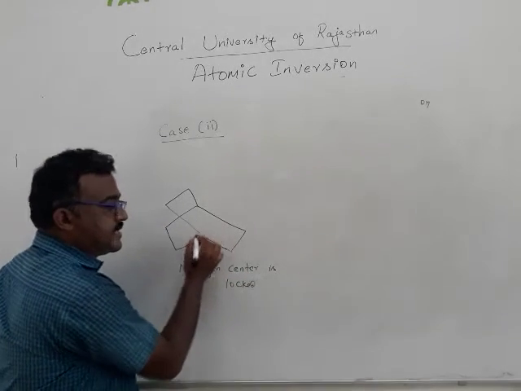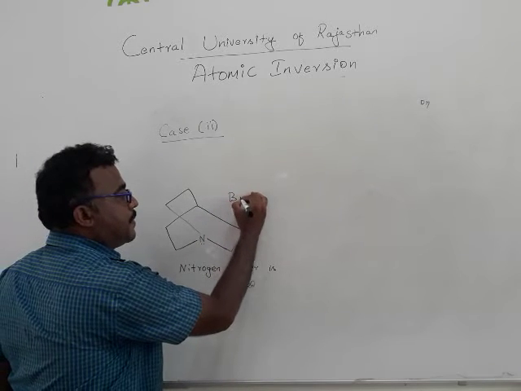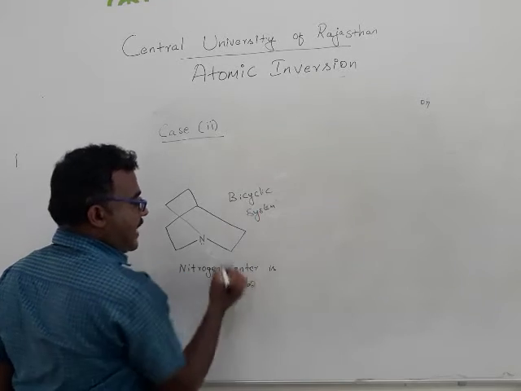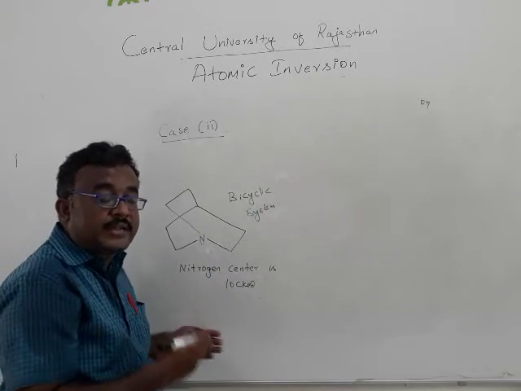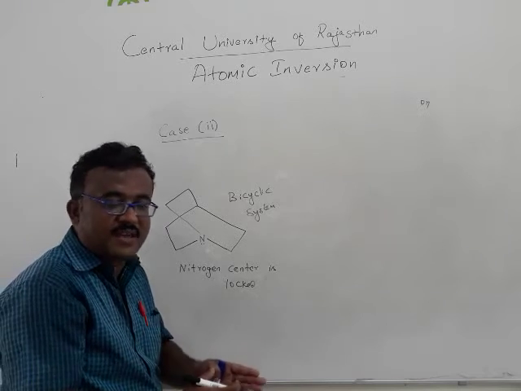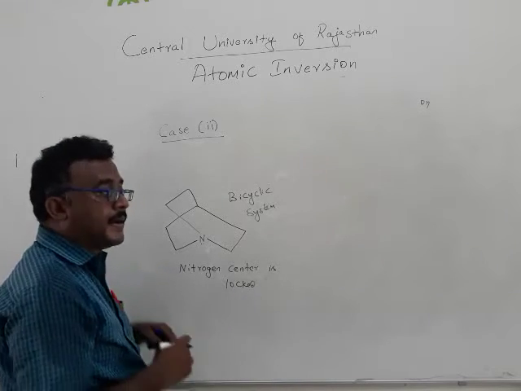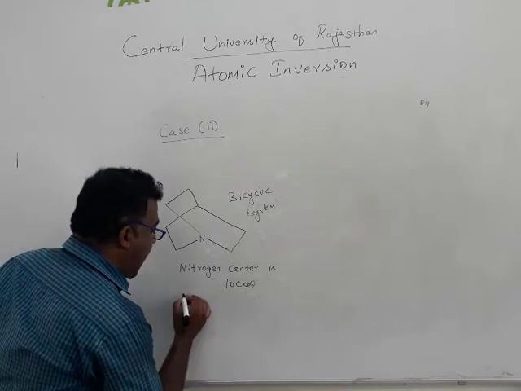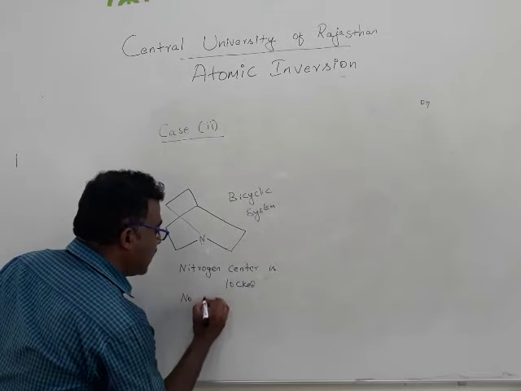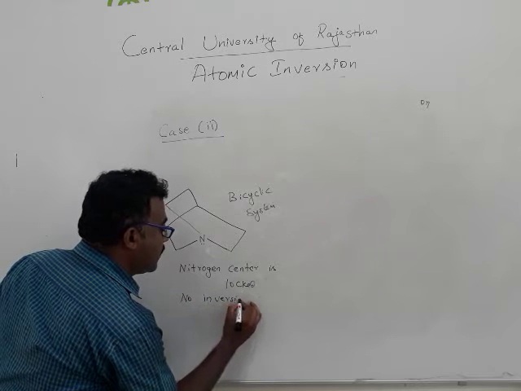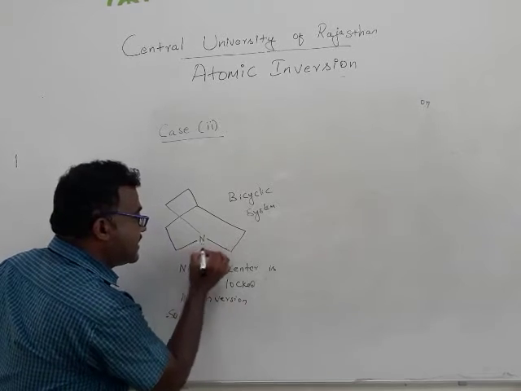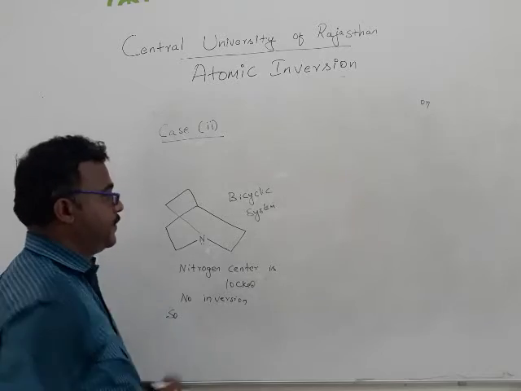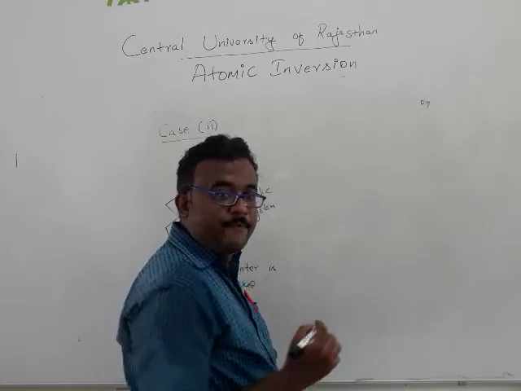Because it is a bicyclic system, the nitrogen center is locked. So the bond angle can't go from around 107 to 120 degrees. It can't reach the transition state of 120 degrees. So again, no inversion. So this nitrogen center can be a stereo center.